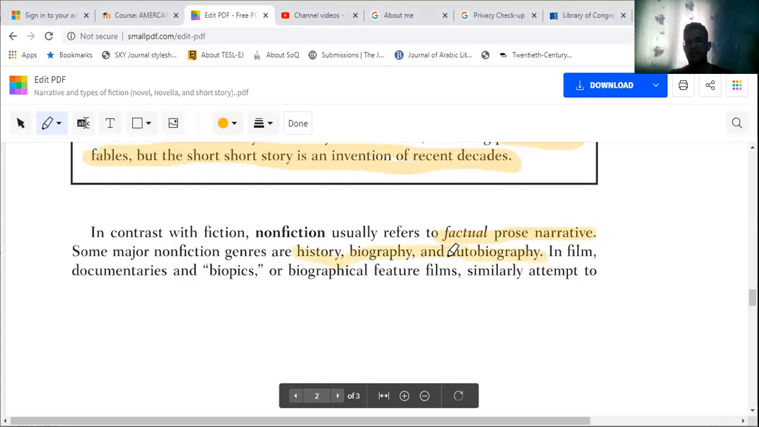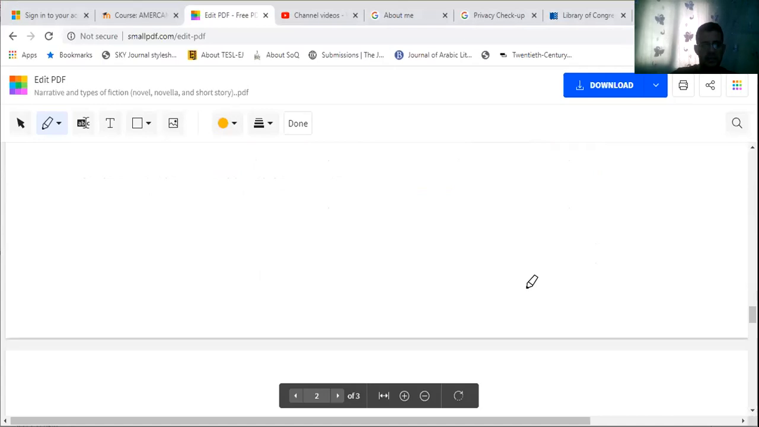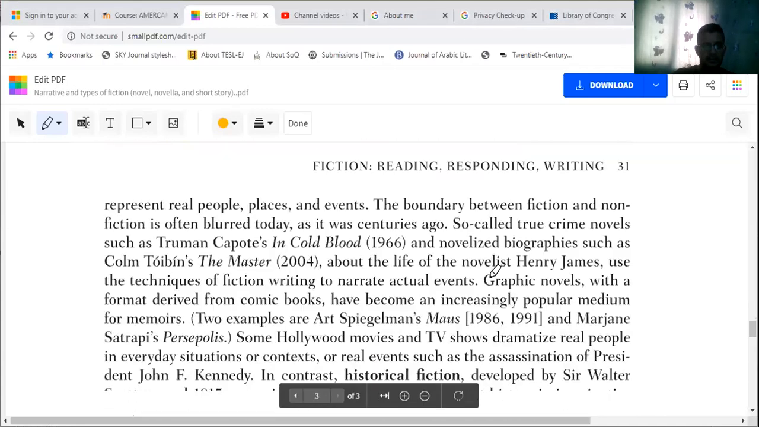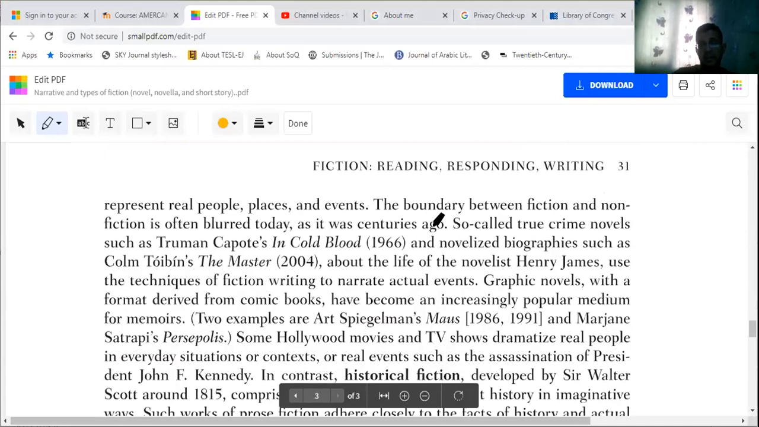These are examples of nonfiction. In film, documentaries and biopics, or biographical feature films, similarly attempt to represent real people, places, and events. The boundaries between fiction and nonfiction are often blurred today. So here, what it means, I will explain now.